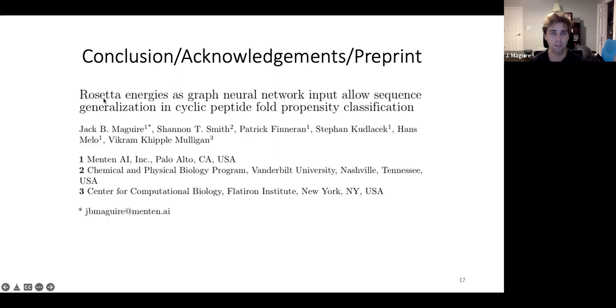And the title is a conclusion. Our conclusion was that Rosetta energies as neural network inputs do allow for sequence generalization, at least in this classification project. Shannon in the Myler lab helped out with this during her Menton internship. And then Pat, Stephen, Hans, and of course Vikram, who are all coworkers at Menton, and Vikram has other hats, have all helped with this and come to this conclusion. We are hoping to get this out the door by the end of the week. So hopefully this will be readable soon.